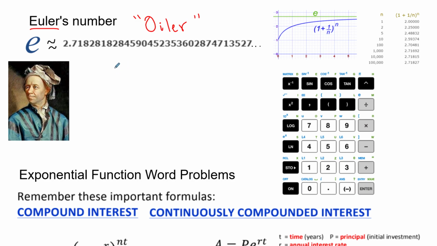I would love to do an entire lesson on Euler as a person and as a mathematician. Super interesting. As we can see, he's got a pretty cool choice of headwear, and he gives a pretty mean stink eye. So this number e is named after him.